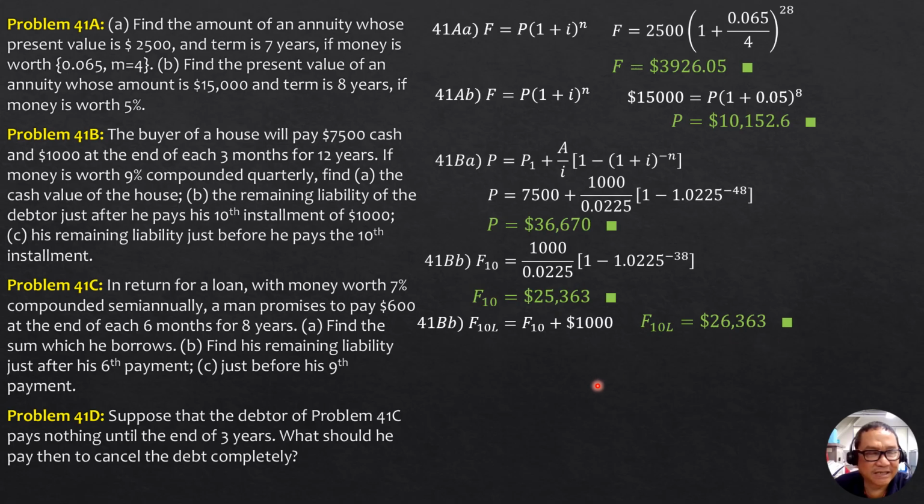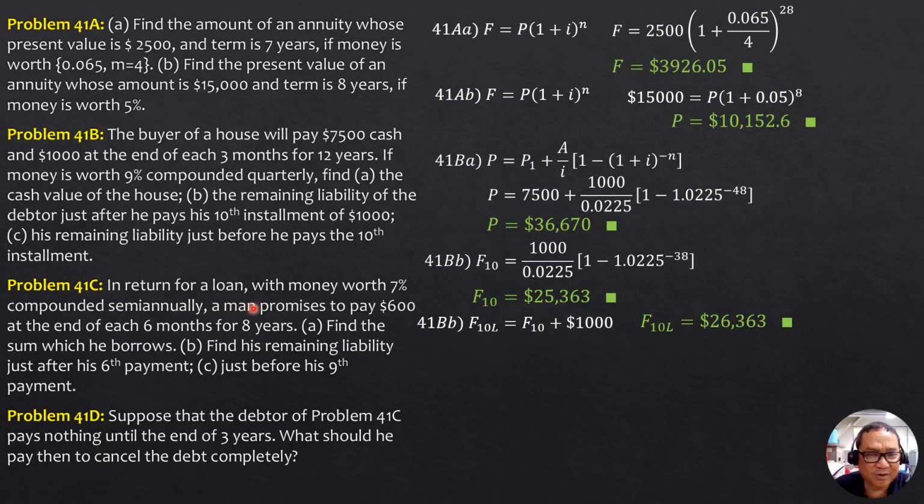So that would be $26,363. Then to part C, 41C, we have here his remaining liability just before he pays the 10th installment. So that's the answer. Ready. So that's 41B. Let's proceed to 41C.